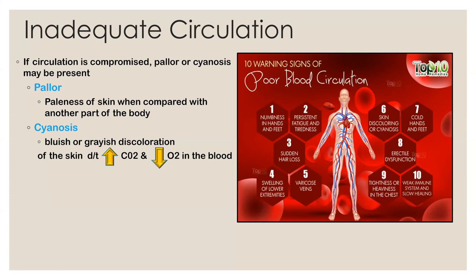Varicose veins can be a sign. Skin discoloring, paleness or cyanosis, cold hands and feet, erectile dysfunction, tightness or heaviness in the chest, and a weak immune system and slow healing. That's the big one with the diabetics, okay?